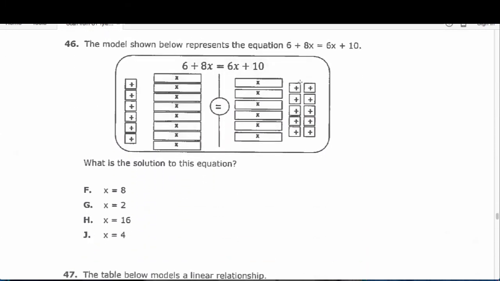Question 46. The model shown below represents the equation 6 plus 8x equals 6x plus 10. What is the solution to this equation? F, x equals 8. G, x equals 2. H, x equals 16. J, x equals 4.